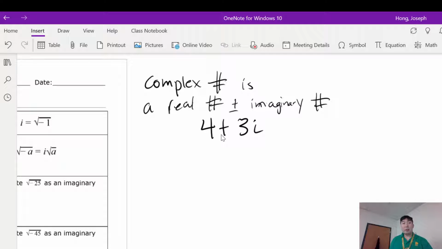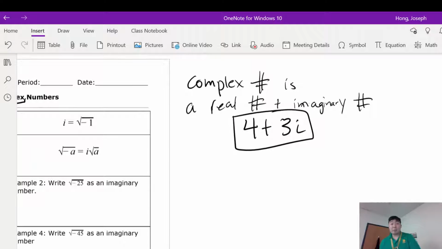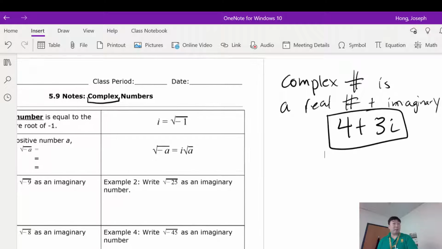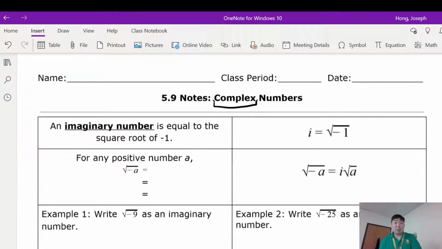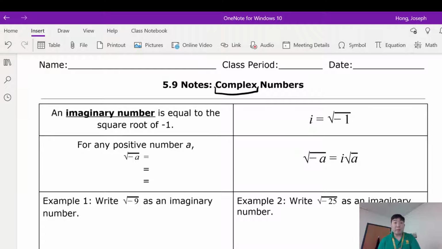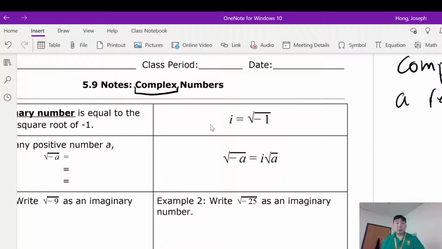Sure. And you don't even know what this is yet. But for me to introduce this topic, I need to first define what even an imaginary number is. So an imaginary number is equal to the square root of -1. So it looks very similar to this. As in, I tell you what i is equal to.